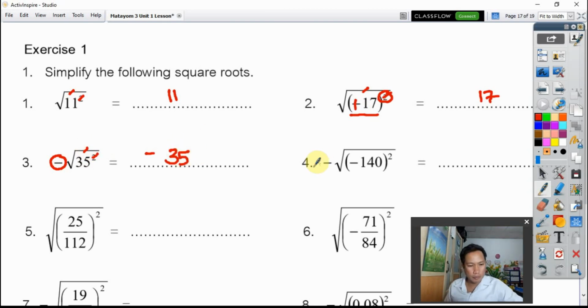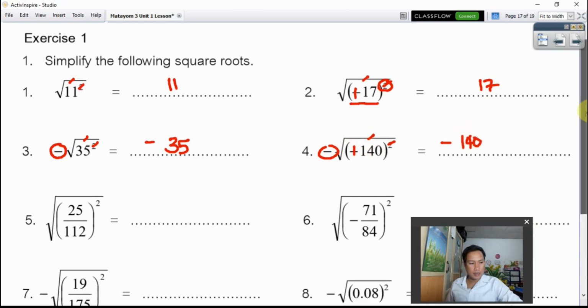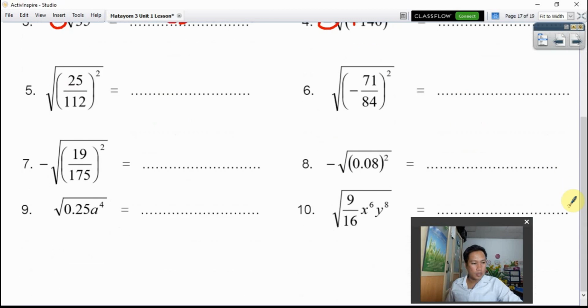And let's move on to number 4. You have a minus outside. Write the minus first. And this one, the square. Okay, so your negative here is inside the parenthesis, so this will become a positive number. So we cancel the square, cancel the root. So we have negative 140. Okay, very easy.